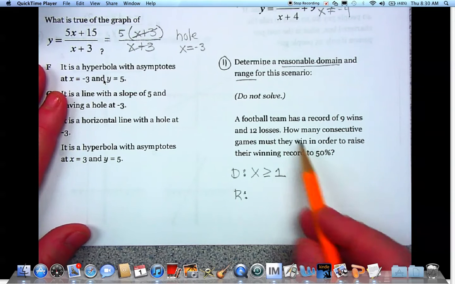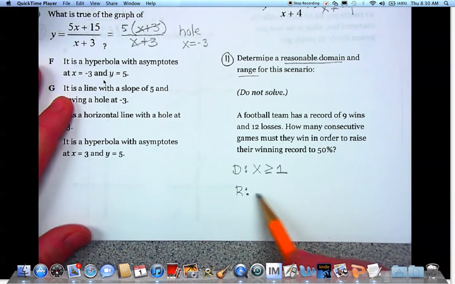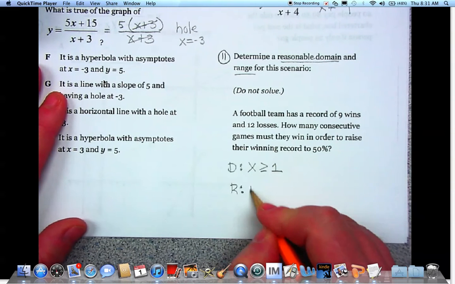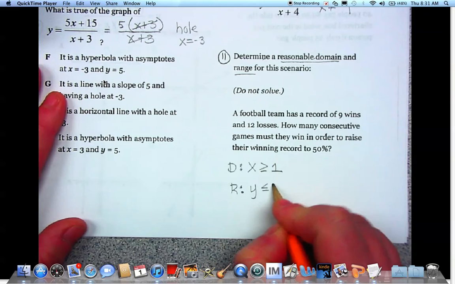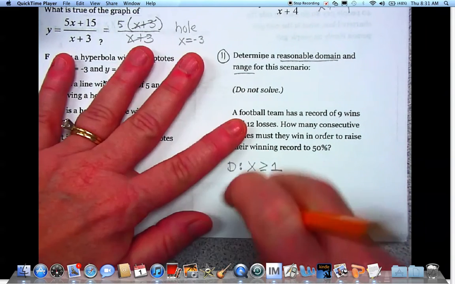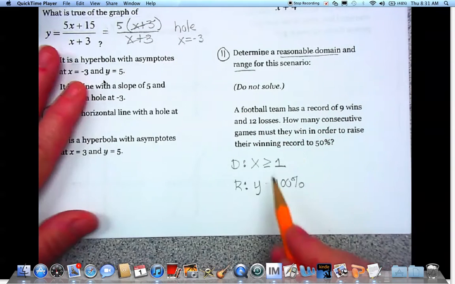One thing about this, I don't think it's on the test, but I did want to teach it. The range: can they ever reach 100%? Remember the basketball thing we did? No. So y is less than 100. It can't be equal. You're right. Less than 100%. You're exactly right.